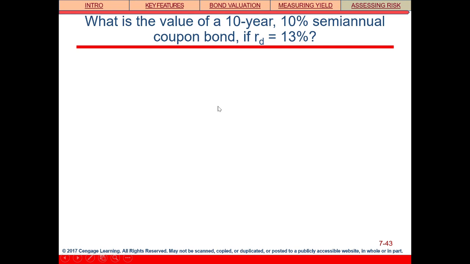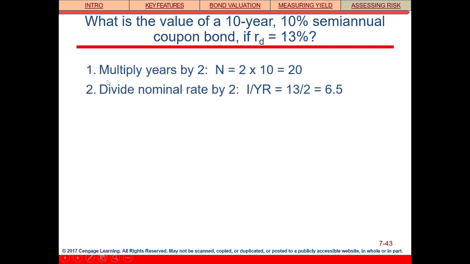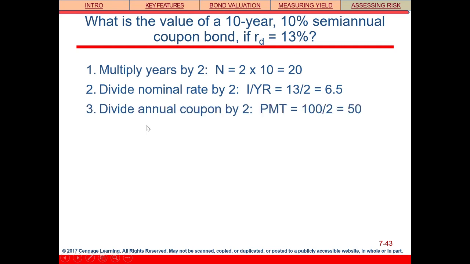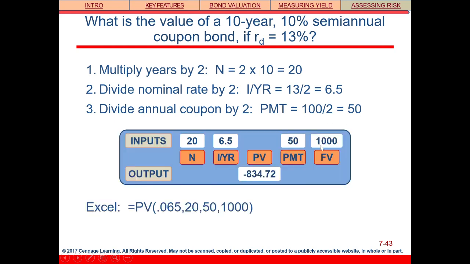And now we calculate the present value, right? The first step is to multiply years by 2, and we get 20. The second step is to divide the nominal rate by 2, so 13 divided by 2 gets 6.5. Then the third step is to divide the annual coupon by 2, so the payment is no longer 100, but $50. Then we put in the future value, which is still $1,000. Then we will get $834.72. So that's the bond valuation with semi-annual compounding.